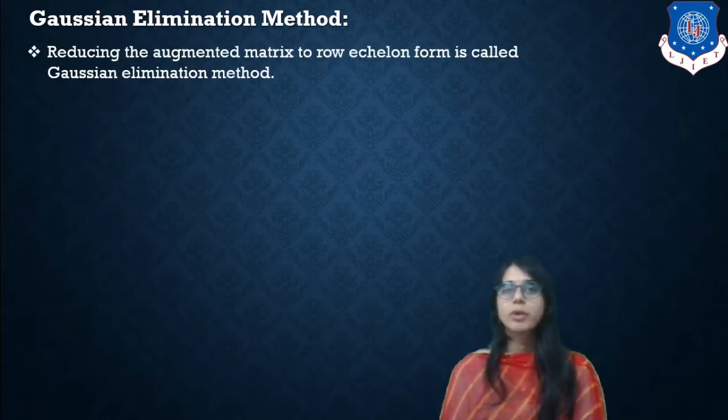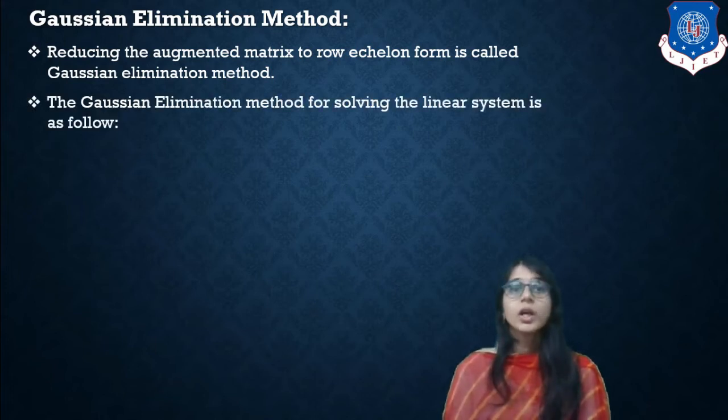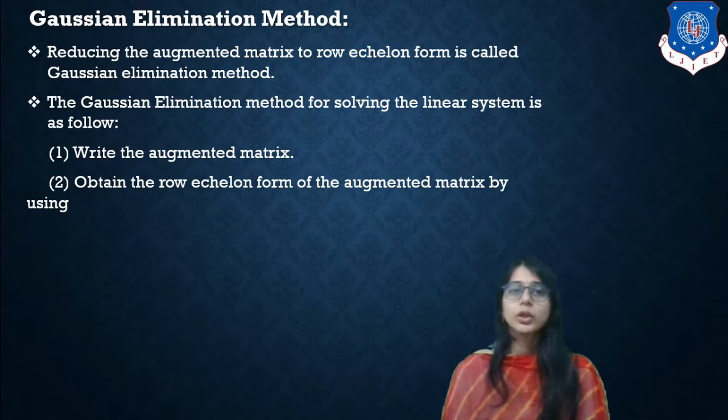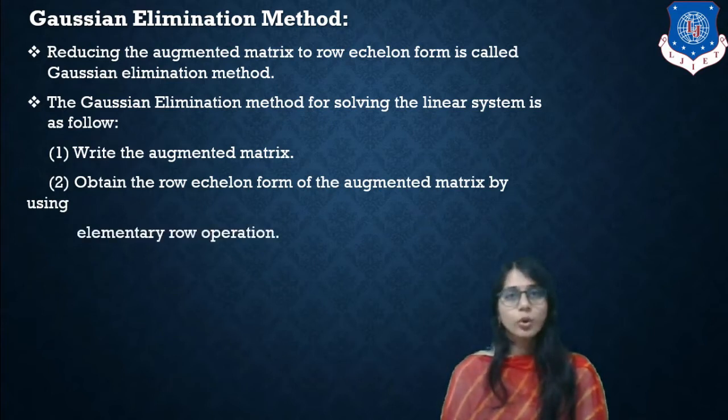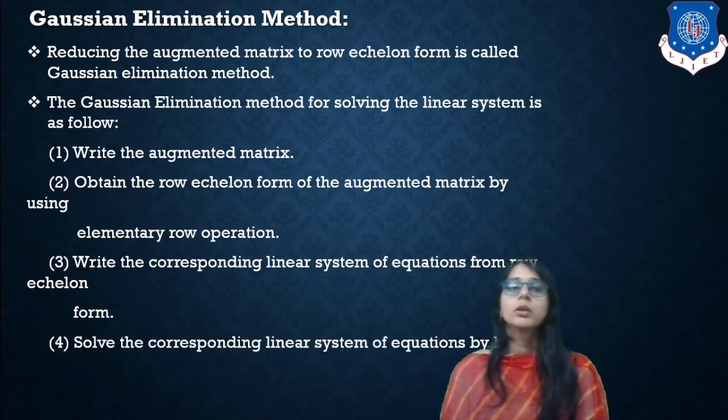Now, the Gaussian elimination method. Reducing the matrix to row echelon form is called the Gaussian elimination method. The Gaussian elimination method for solving a linear system is as follows. First, write the augmented matrix. Obtain the row echelon form of the matrix by using elementary row operations. Write the corresponding linear system of equations from the row echelon form. Solve the corresponding linear system by back substitution.